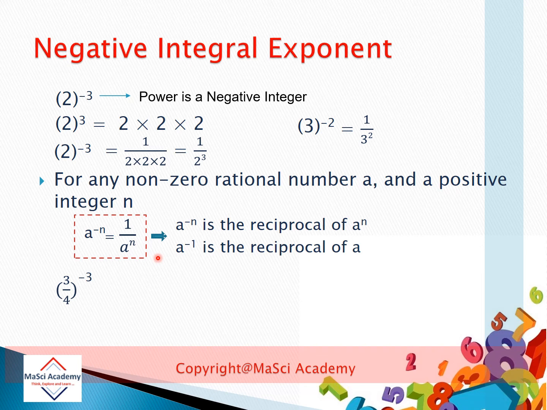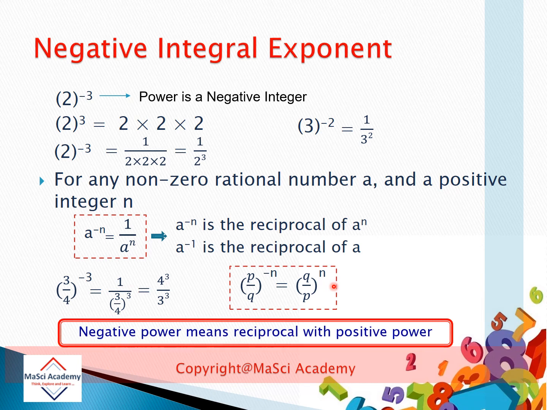3 upon 4 to the power minus 3 will be equal to 4 upon 3 to the power 3. In general, for any rational number p upon q whole to the power minus n, it is equal to q upon p whole to the power n. That is, the reciprocal of the fraction is taken here. So negative power means reciprocal with positive power. We take the reciprocal of the fraction and change the negative power to positive power. This is called negative integral exponent. This is how we convert a negative power to a positive power.